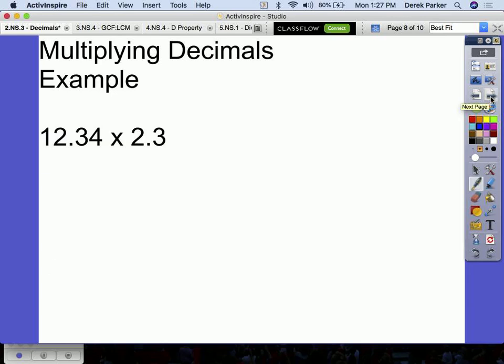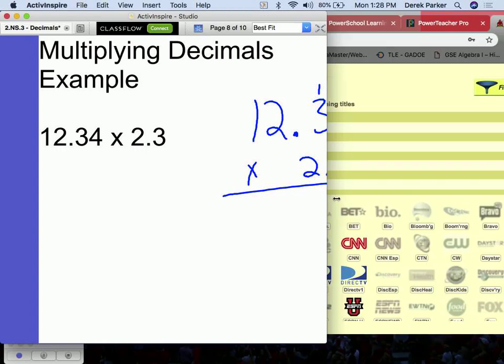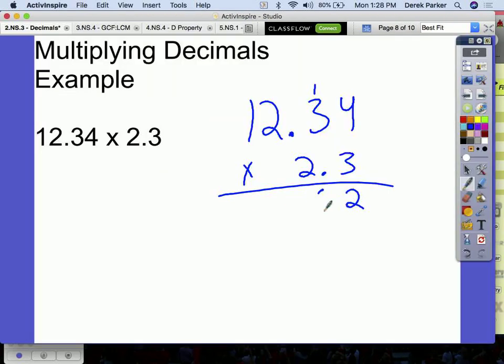Okay, 12 and 34 hundredths times 2 and 3 tenths. As you can tell, I did not line my decimals up because that does not matter. I am now going to multiply like it's 1,234 times 23. 3 times 4 is 12, carry the 1. 3 times 3 is 9, plus 1 is 10, bring down the 0. Carry the 1. 3 times 2 is 6, plus 1 is 7. And 3 times 1 is 3.